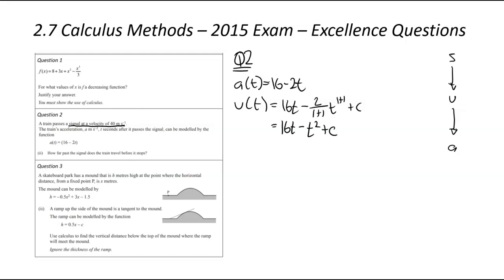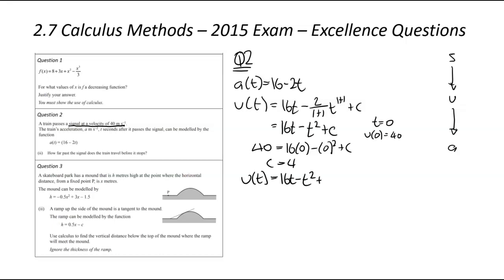At the velocity of 40, that is when we pass the signal, and that is when time is equal to 0, and when the velocity is 40 as well. So we're going to substitute both of those in. So we know that 40 will be equal to 16 times 0 minus 0 squared plus c. So that means c is equal to 40, and we've got our final complete velocity equation. The velocity is equal to 16t minus t squared plus 40.